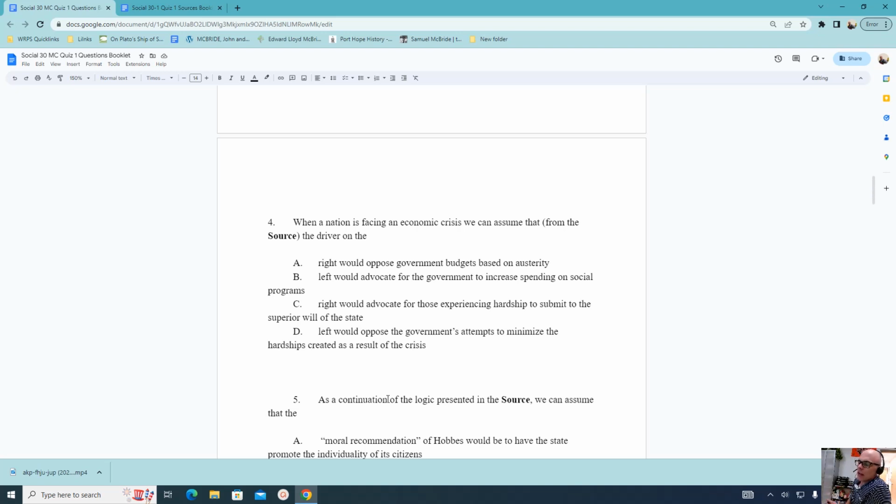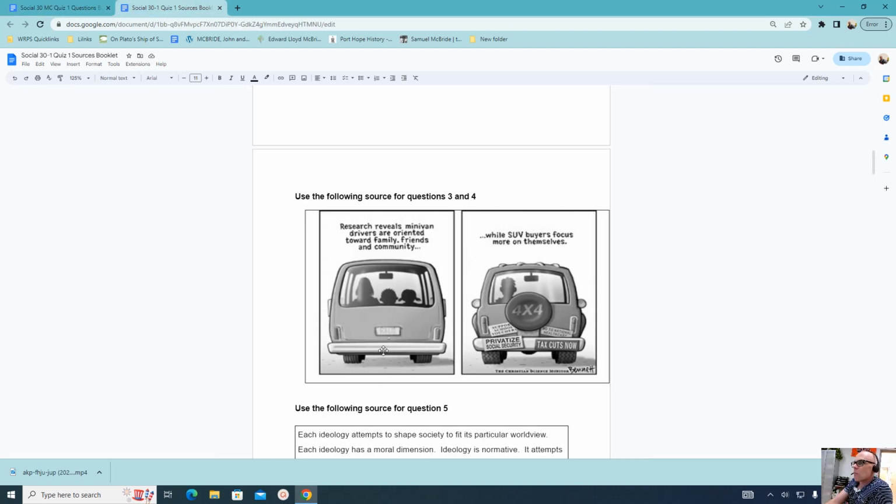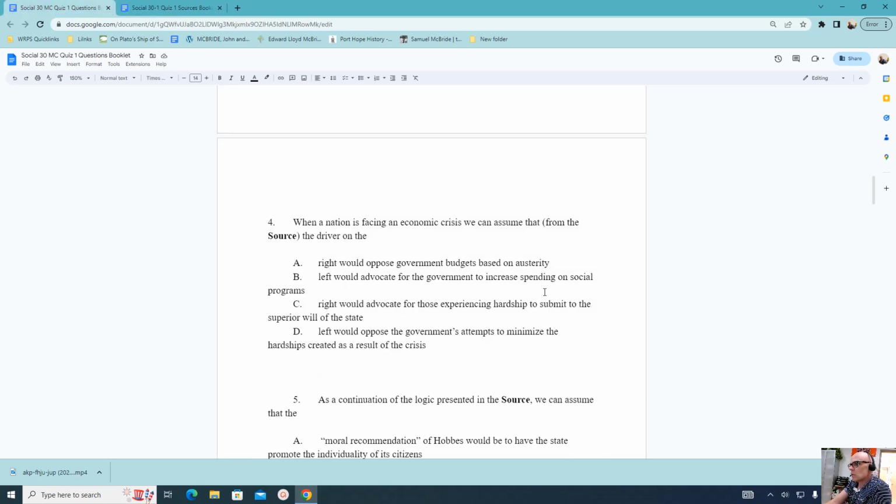When a nation is facing an economic crisis, we can assume from the source that the driver on the right would oppose government budgets based on austerity. To understand A, we need to know what the word austerity means. That means budget cuts. People that want capitalism, they like budget cuts, so they wouldn't be opposed to it, so it can't be that. The person on the left would advocate for the government to increase spending on social programs. Well, let's look at the person on the left. Researchers reveal many van drivers are orientated towards family, friends, and community. A collectivist. A collectivist would advocate for government to increase spending. Yes, they would. B's my answer.